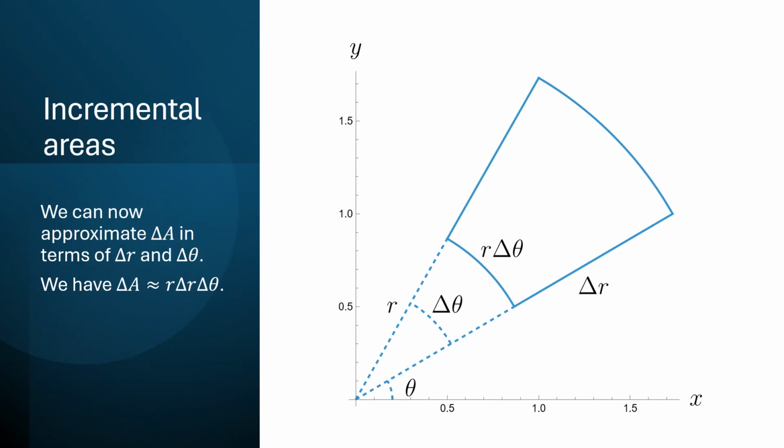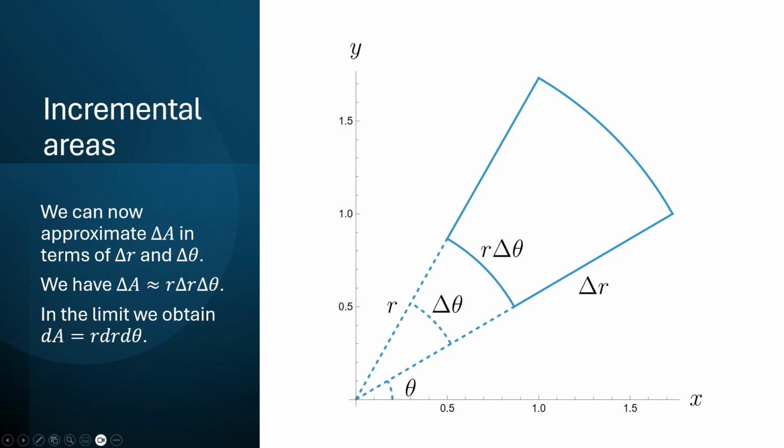So that's going to be our approximation. Then if we take the limit as delta r and delta theta get smaller and smaller, so we chop things up into smaller and smaller pieces, then my dA is going to become r dr d theta. And so this is a very important difference here. It's not dr d theta. We have that r in front of it, so it's r dr d theta.